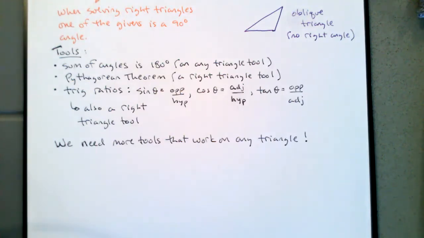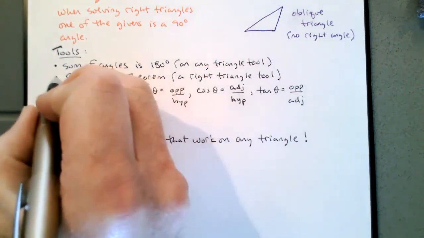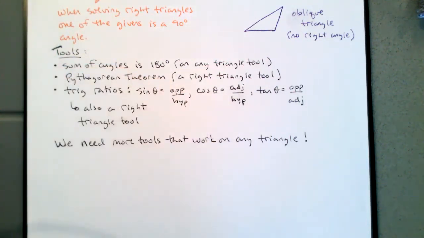But we'll still be better off if we have a bigger tool set. So we want to develop more tools that'll work on any triangle. And the first one that I like to start with is called the law of cosines. The reason I like to start with this is that the law of cosines is a generalized Pythagorean theorem. It's like a Pythagorean theorem, but for any triangle.